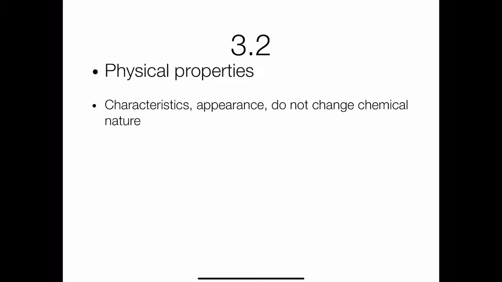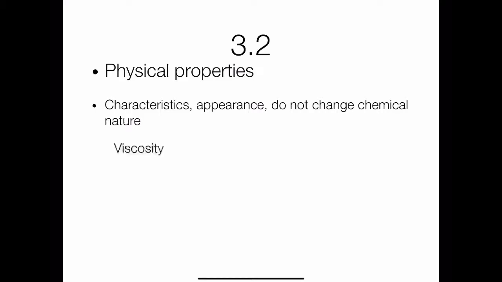So first we have to talk about physical properties. If we think of the word property, remember that's like a characteristic or something about the appearance of that object that we're talking about. It does not change the chemical nature of the substance. So in other words, it's going to look that way no matter what. If it changes due to its chemical nature, that's something completely different. What we care about is what it looks like just by virtue of its existence.